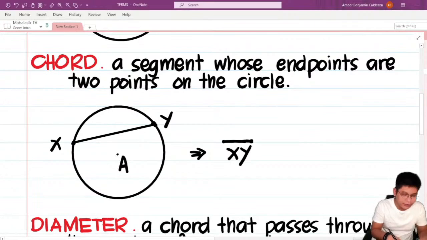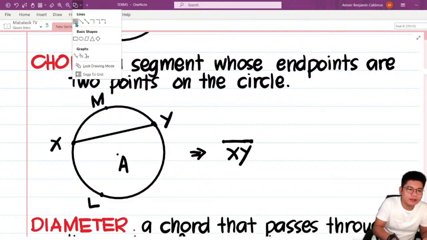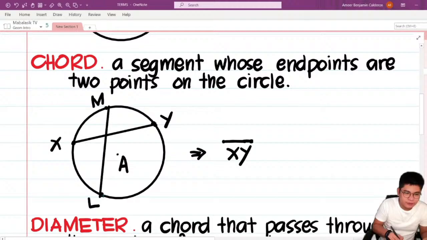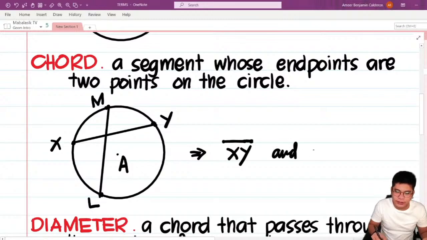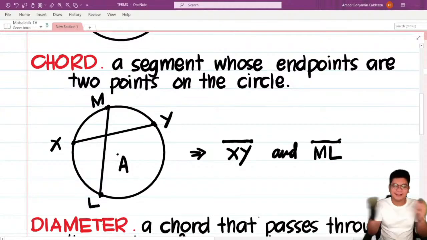Basta kuha lang kayo ng dalawang points. For example, this is M, and then this is L. So you just connect those 2 points. For example, na-connect ko na sila. Ito yung M, ito yung L. So we have another chord, segment ML. That is a chord.